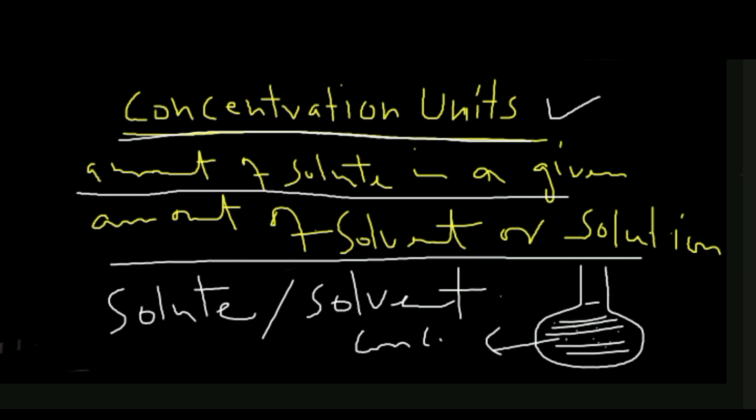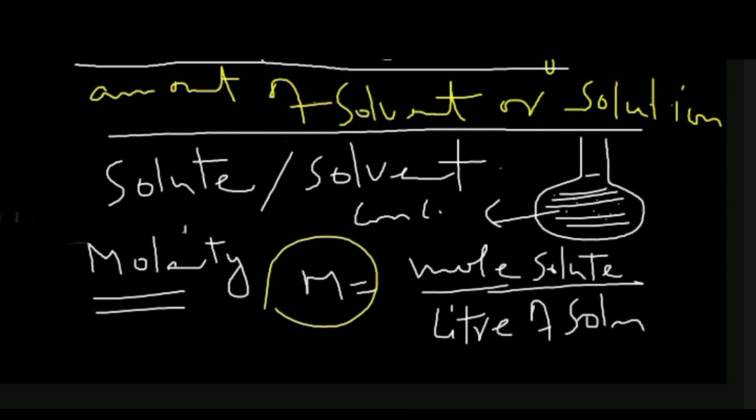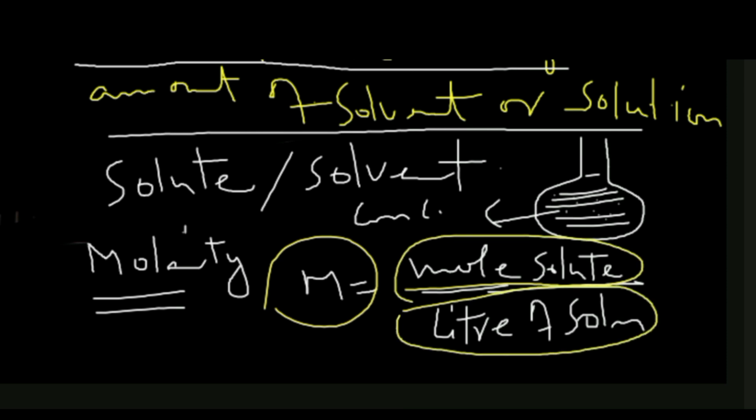The first concentration unit is molarity, and there are also other units such as normality, formality, and molality. But first we will discuss molarity, that is, what is the molarity of the solution. Molarity is the number of moles of solute dissolved in a liter of solution. So this is called molarity, which is a concentration unit.